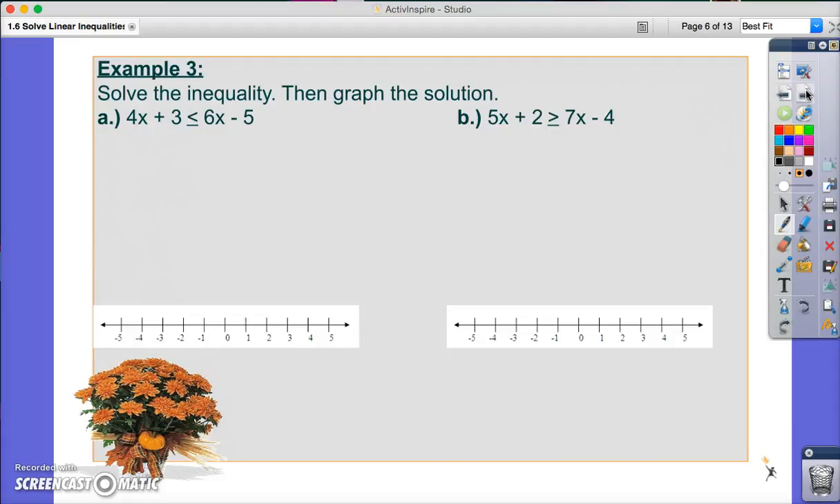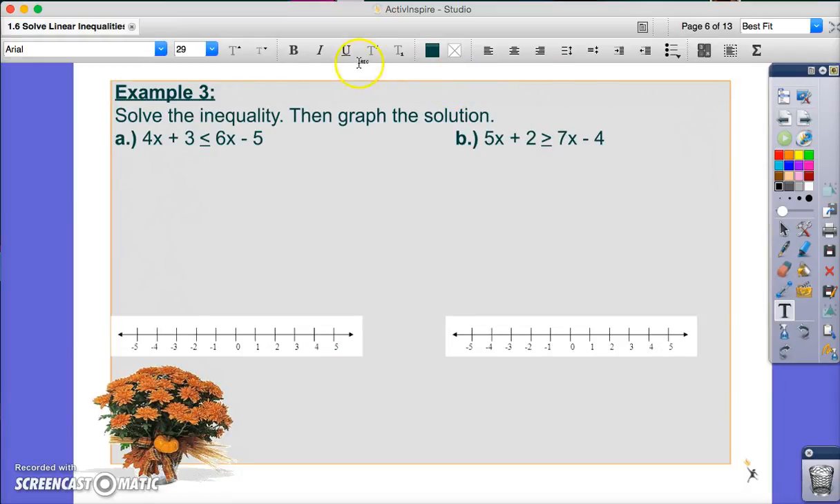Now let's take a look at example 3. Solve the inequality, then graph the solution. All right, so we are going to take a look at letter A first. And actually, we might type this here, so hold on. All right, so here's what I'm going to do. I'll move my work up. Okay, so here's our problem.